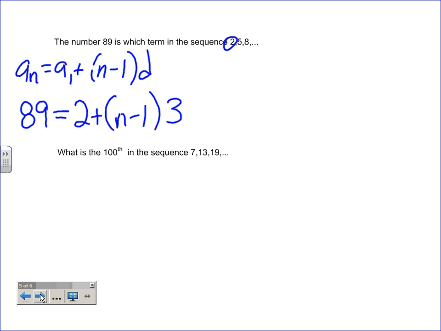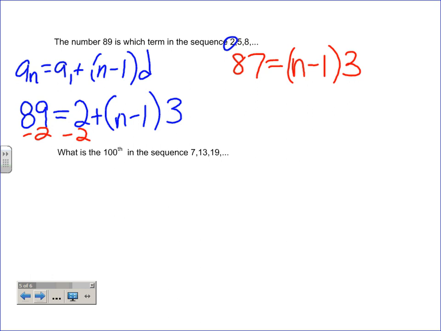You have a lot of options here. Many ways you could do the algebra. What I'm looking at is the 2. I would probably get rid of that first. And how are we going to get rid of that? Subtract 2 from both sides. And I'll move it up here. We got 87 then equals n minus 1 times 3. You have a choice now. You can either divide both sides by 3 or you can distribute the 3.